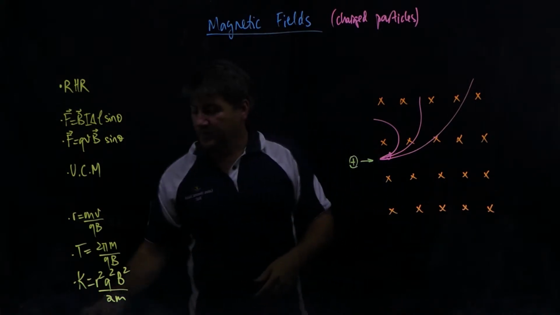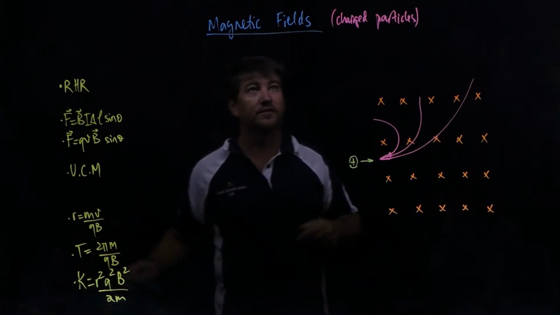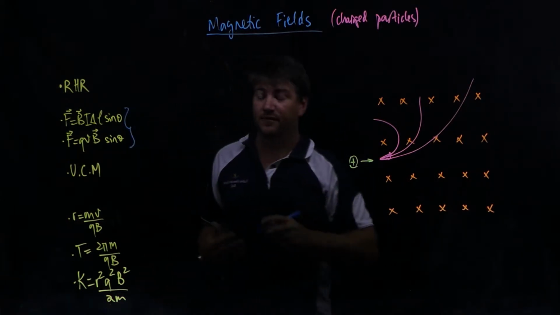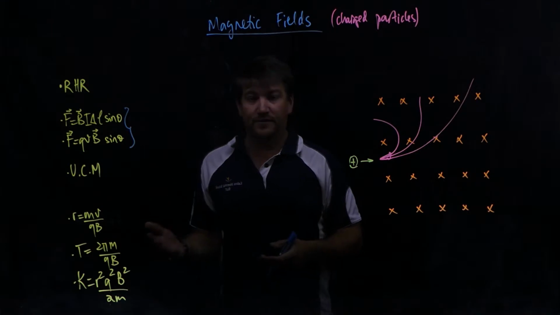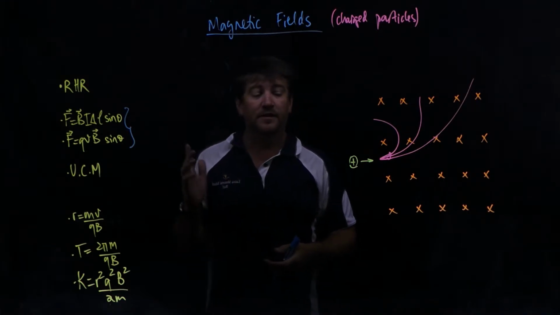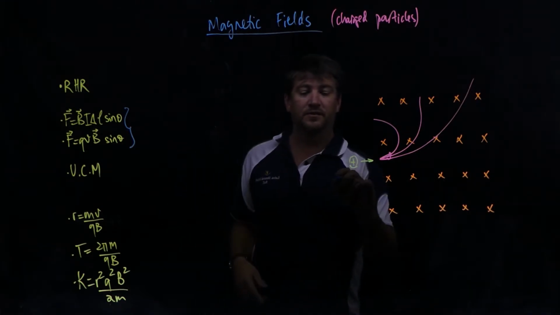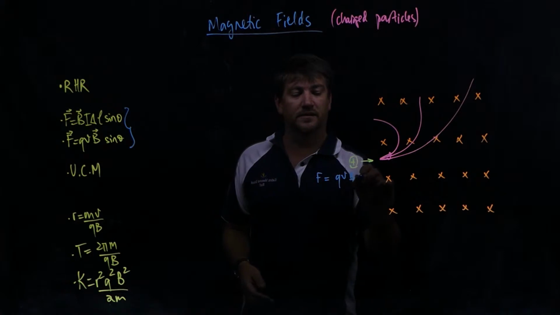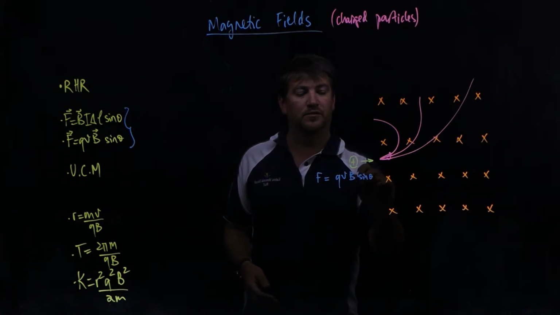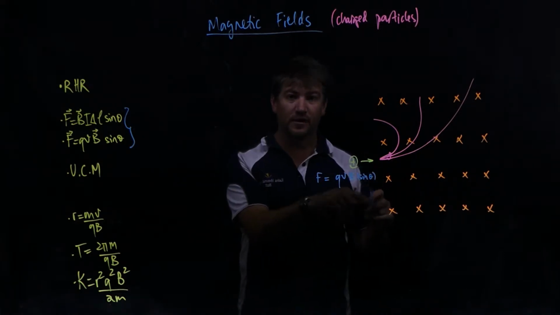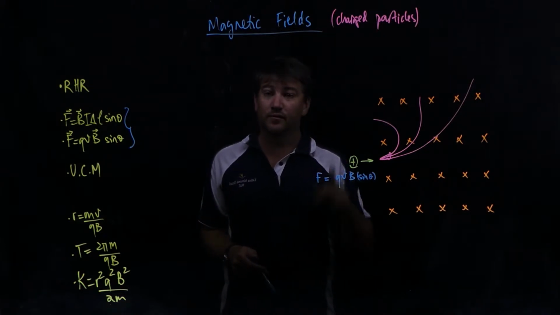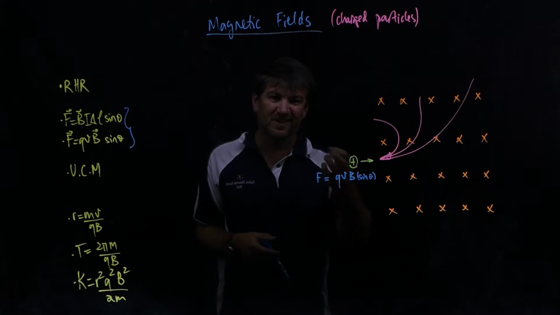Alright, the way we can determine the size of the forces acting on these things is these two equations here. F equals BIL sine theta, F equals QVB sine theta. So if we're looking at a single charge, the charge is Q, so we're going to use F equals QVB sine theta. Almost always it will be at right angles, so sine theta will turn into 1, so we're just looking at F equals QVB. Alright, so that's for a single point charge or a single chunk of charge.